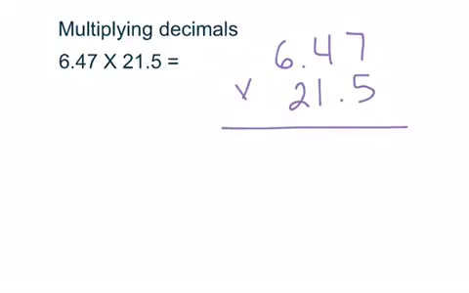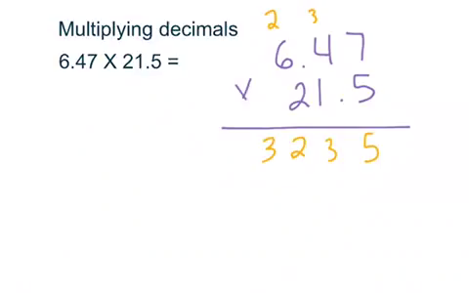Notice my place values are not lined up, but the last digit of both numbers, the 7 and the 5, are lined up. Now, I multiply as if my decimals weren't even there. This should be a review of multi-digit multiplication. I'm going to use the standard algorithm. 5 multiplied by 7 is 35. 5 multiplied by 4 is 20 plus 3 is 23. 5 multiplied by 6 is 30, plus my regrouped 2 is 32.